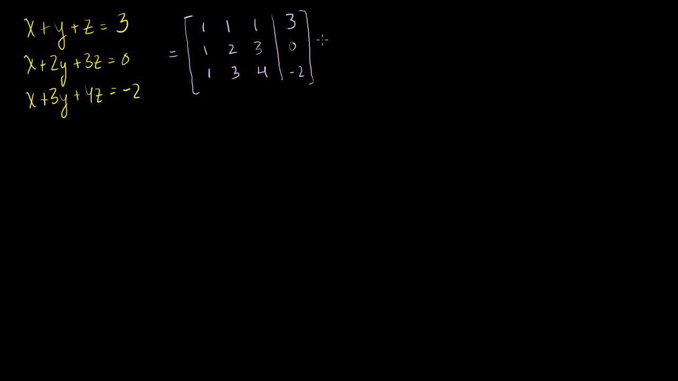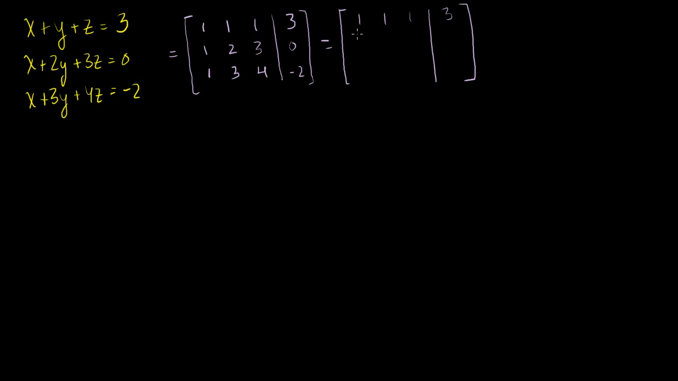Now I want to get this augmented matrix into reduced row echelon form. So the first thing, I have a leading 1 here. That's a pivot entry. Let me make everything else in that column equal to 0. So I'm not going to change my first row. So it'll just be a 1, a 1, a 1, and then my dividing line, and then I have a 3.